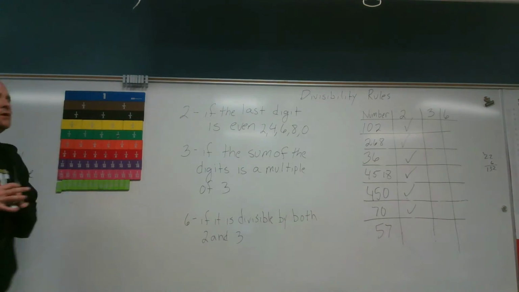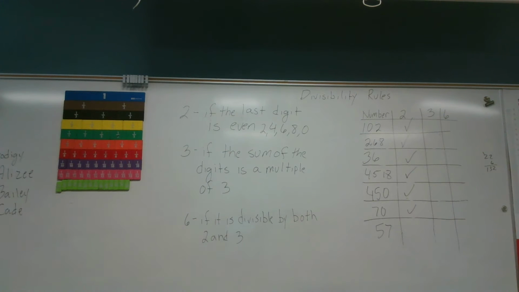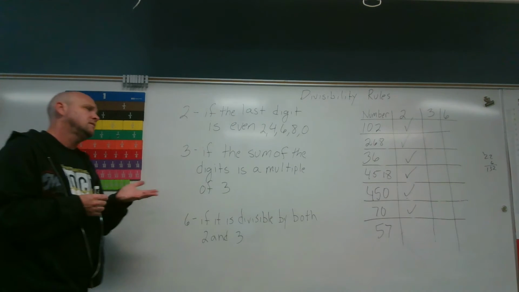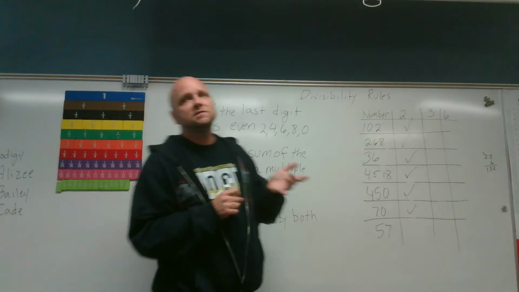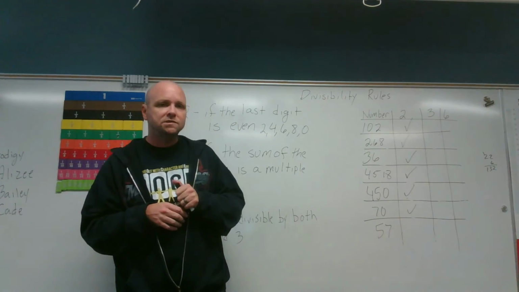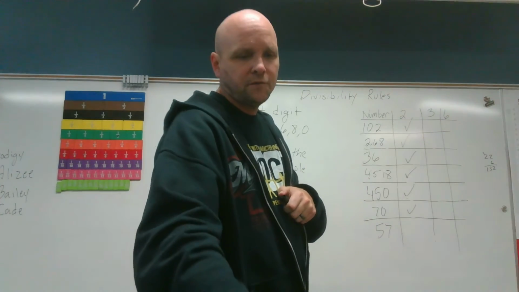Noah, are there any other numbers up there that are divisible by 2? Which ones? None. Good. Because the only one left is 57, and it does not have an even number in the ones place. You'll give yourself a camp point.